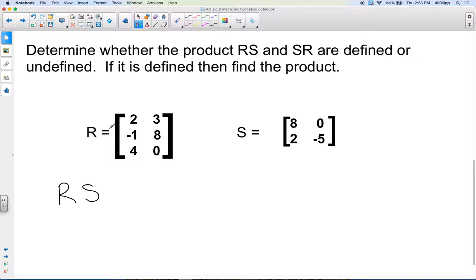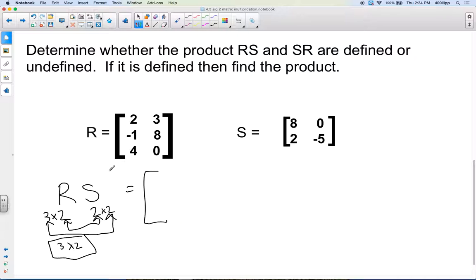R here is a 3 by 2. The dimensions, right? 3 rows, 2 columns. S is a 2 by 2. Since these are the same, then we can multiply them out. So RS is defined, so now we're going to multiply them out. We know that the new dimensions are going to be a 3 by 2, right? So we're going to have 3 rows and 2 columns.